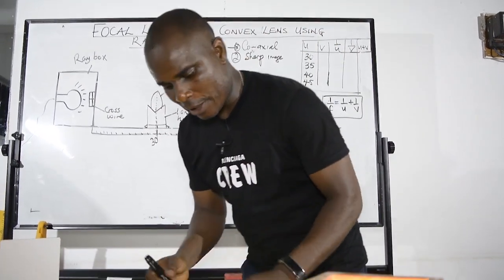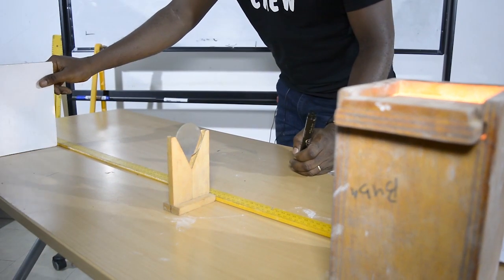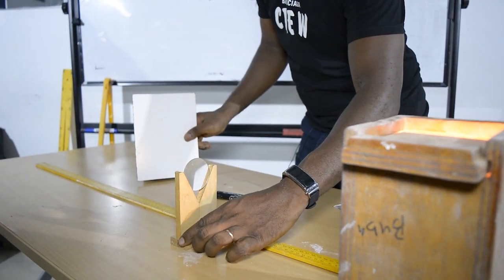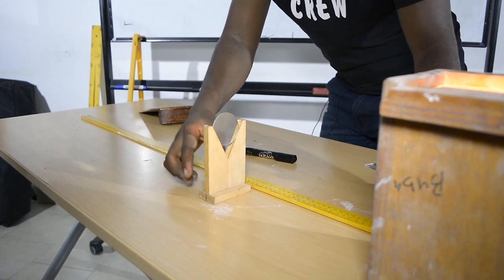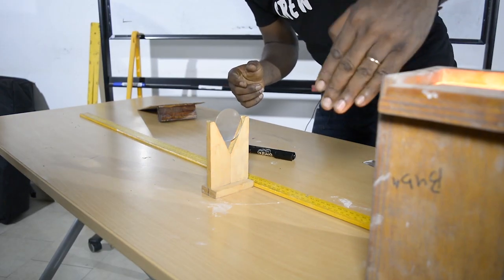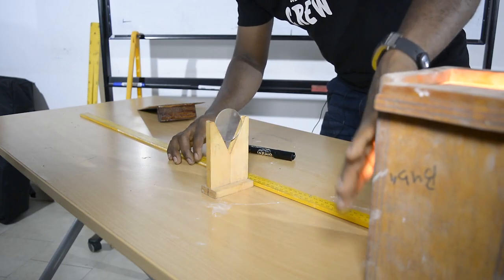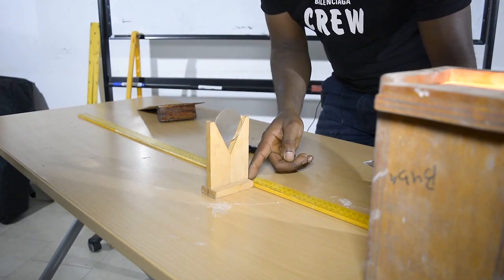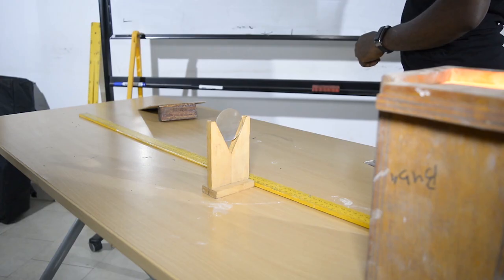So now let's look at the experiment proper. Now we have defined all the parts. This is the screen. In some experiments, you are required to fix the object distance, so you don't move it. It's at 30, and I'm ensuring that it is coaxial with the lens. Now it is at 30 centimeter. This whole rule is 100 centimeter. So I have got the object distance as 30 centimeter.